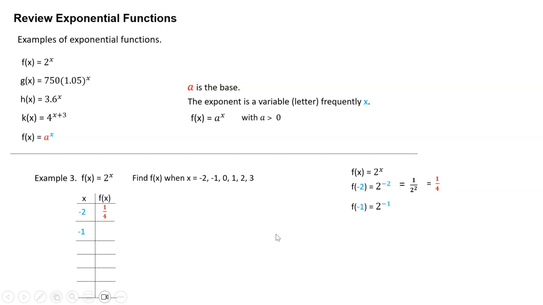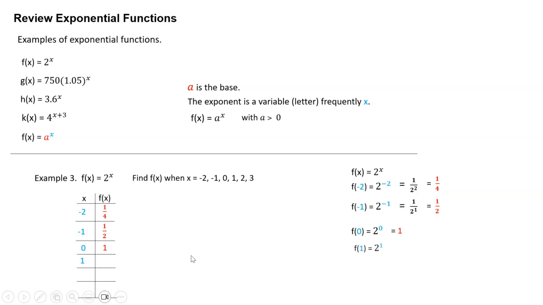Now let's evaluate f of -1. When x is -1, all we do is plug in -1 for the x's in the function, and we just simplify. This will give us 1 over 2 to the first power, which will equal 1/2. So when x is -1, my y, or my f of x, is equal to 1/2. Now let's see what happens when x equals 0. F of 0 means that we're going to plug in 0 for the x's. Now anything to the 0 power is always 1. Okay, so this will give us 1. So when x is 0, my f of x, or my y, is equal to 1.